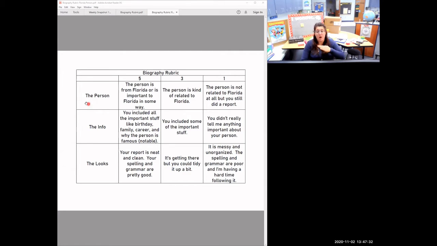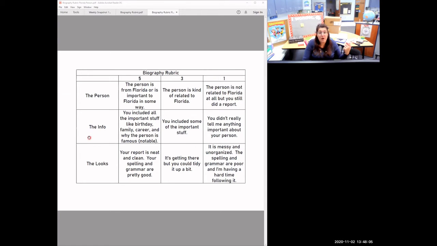Okay, so the first row is called the person. And what I'm going to be looking for is that your person is from Florida or is important to Florida in some way. If your person is that, you'll get 5 points. If your person is kind of related to Florida, you'll get 3 points. If your person is not related to Florida at all, but you still did a report, you'll get 1 point.